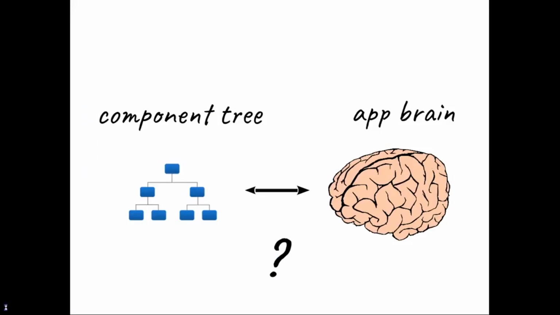Okay, so how do we connect this application brain to the component tree? How do we make the connection? This is a really interesting question to ask yourself when you're designing an app or a large-scale enterprise app, which hopefully your small app will be. And we have a few options.